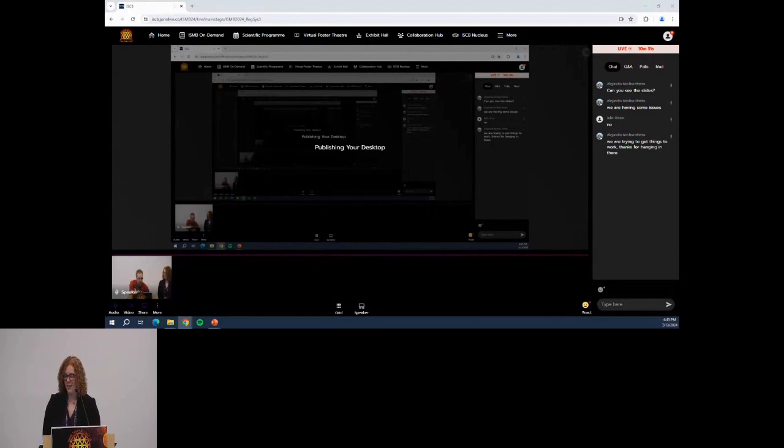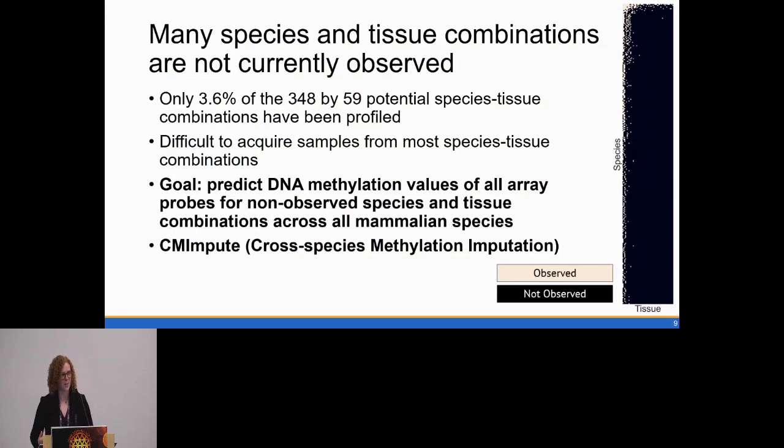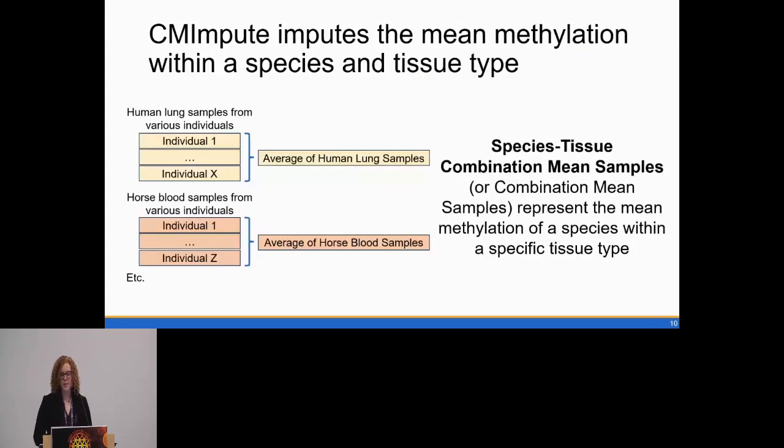To this end, we developed CM-impute, short for cross-species methylation imputation. CM-impute specifically seeks to impute a sample representing a species' mean methylation values within a particular tissue type, which I will henceforth refer to as species tissue combination mean samples, or combination mean samples for short. This type of mean methylation sample can be used to study any characteristics dependent on the variation in methylation levels between species and tissue types, and have been proven useful in studying characteristics such as maximum lifespan and gestation period.